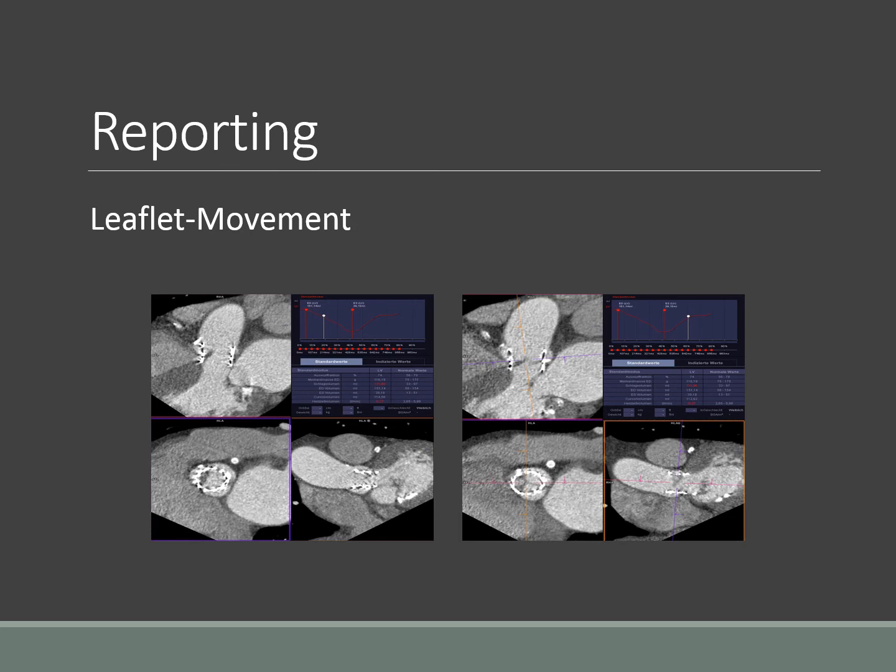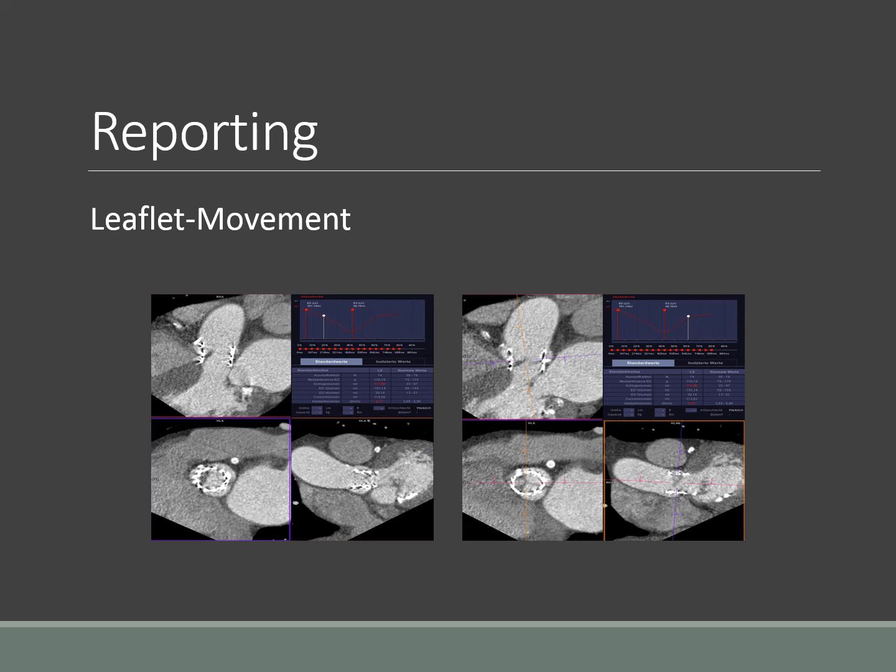Another point to include in our report is whether the leaflet moves freely or restricted. If restricted, we have to describe which leaflet is affected. For example, in this case, as you may see, there is a newly developed hypoattenuation.